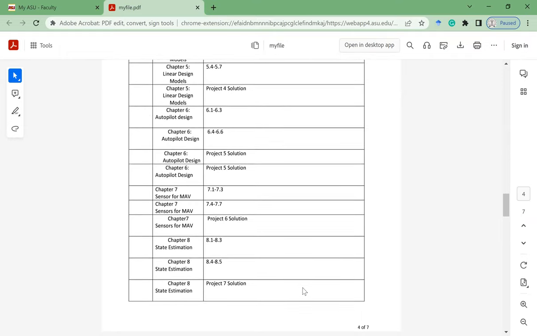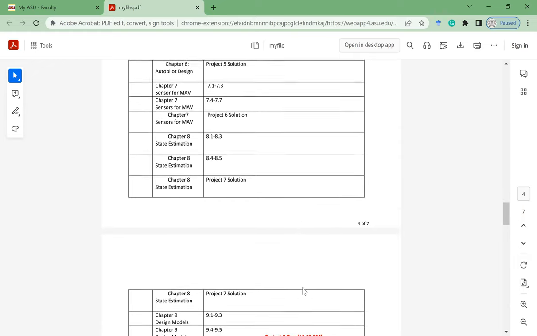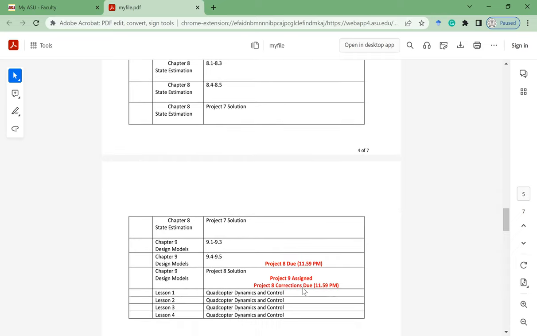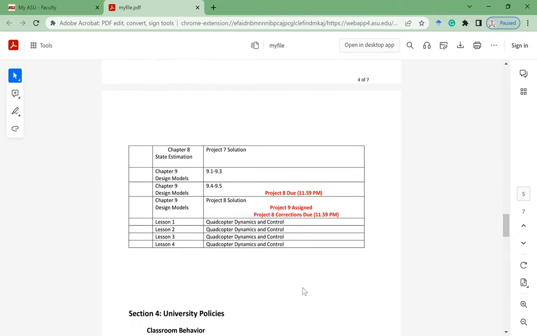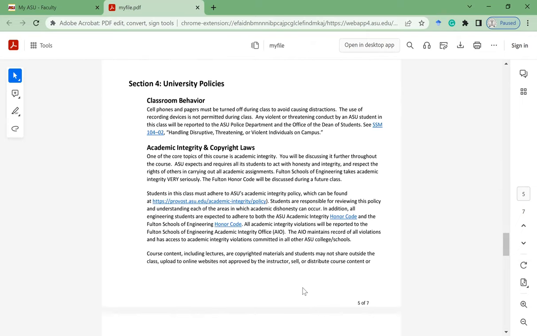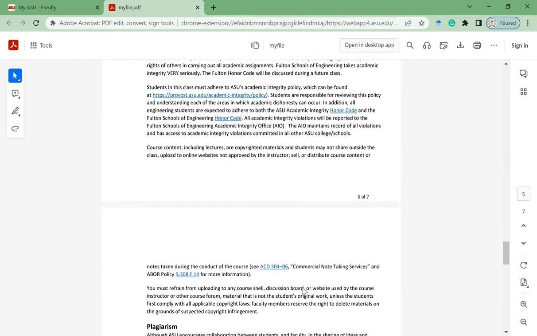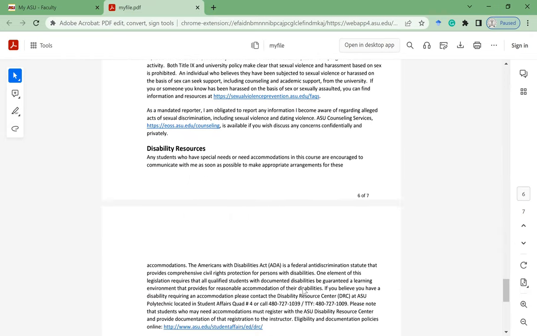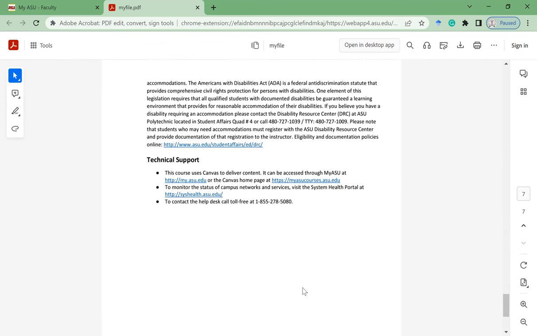Again, the material is straightforward. There are going to be some projects, some assignments, some lessons on quadcopters. Again, these are the standard university policies. If you need any help or if you have any questions, feel free to ask me. All the slides along with the video lectures should be available in a day or two on Canvas. And at this point, I would like to ask if there are any questions about the course or the material?